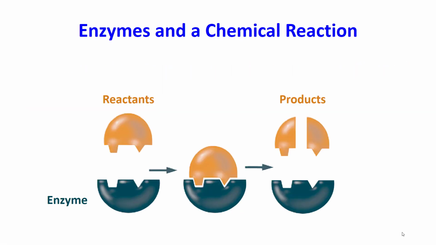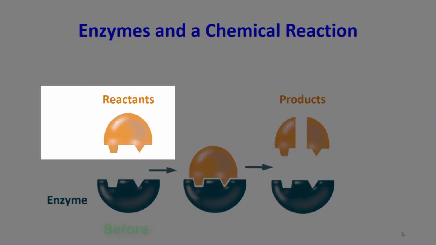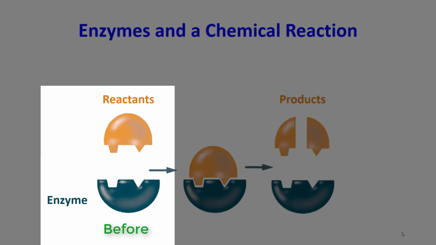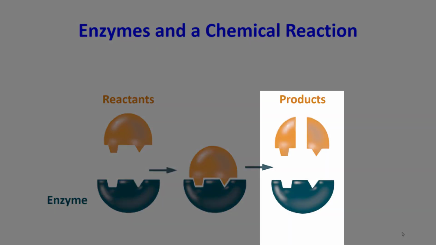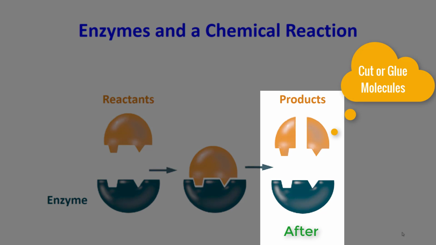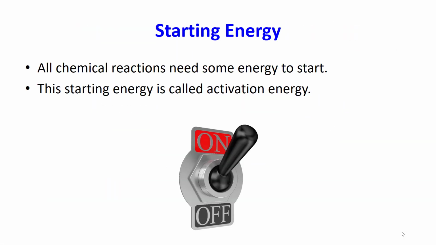So here's an example of an enzyme and a chemical reaction. Notice on the left we have our reactants, one molecule, and we have an enzyme, that's the blue one down below. And when they attach together, the enzyme will help perform the chemical reaction. What the enzyme will do is either help break apart the molecule, I call it cutting, or help build a molecule, attach two things together, and we can call that glue. So enzymes cut or glue molecules.